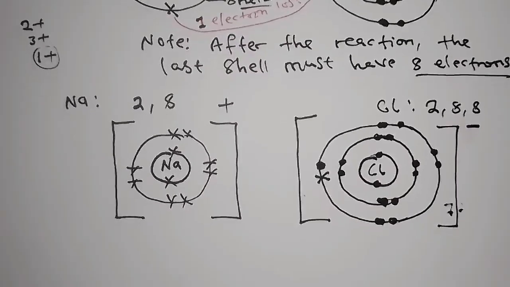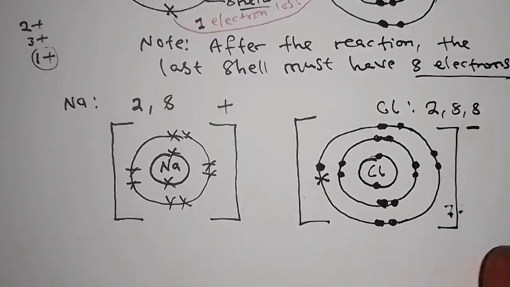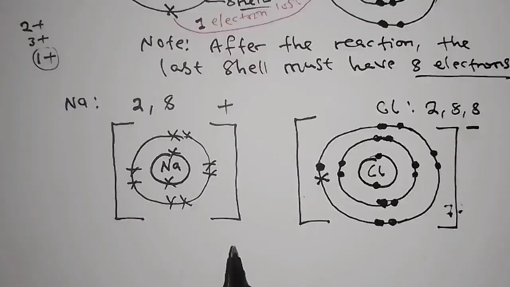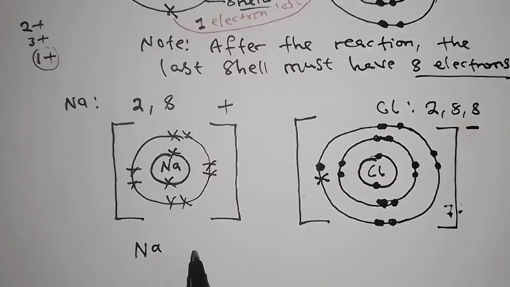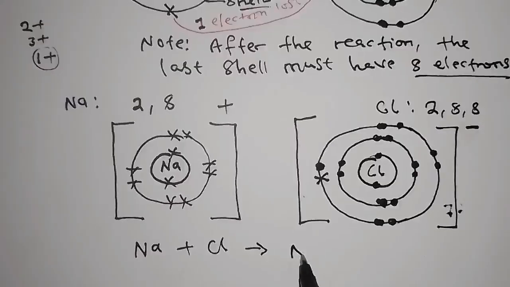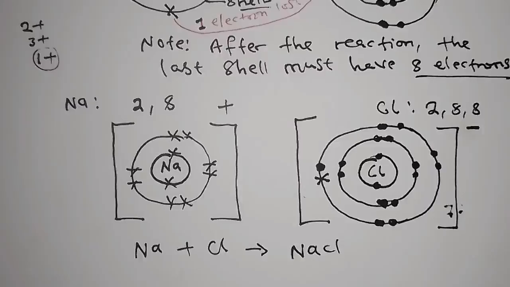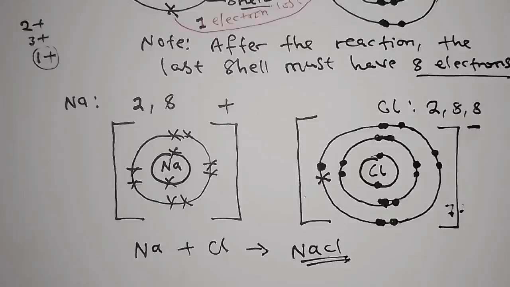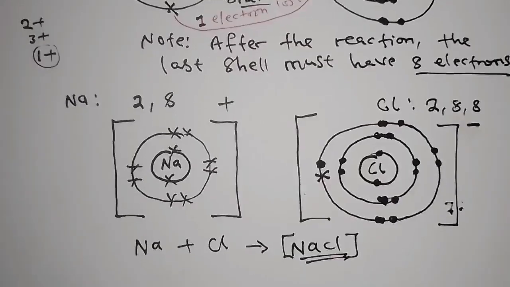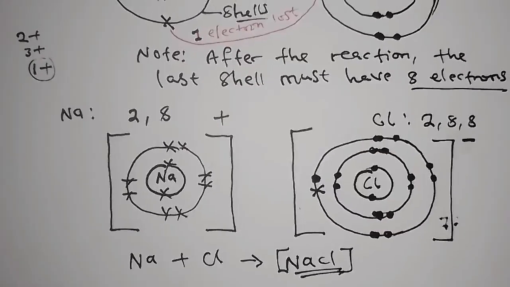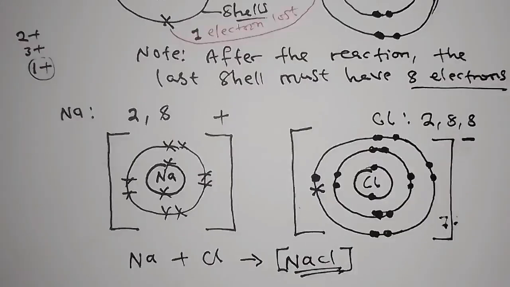So remember that once you do this, this element is stable now. What you are simply talking about is sodium reacting with chlorine to form simple sodium chloride. So it is this sodium chloride. This is what you must be able to understand. This is how you can represent sodium chloride in terms of bonding.